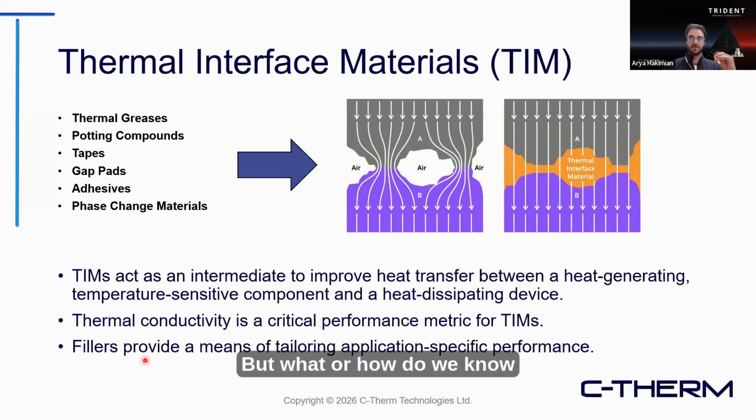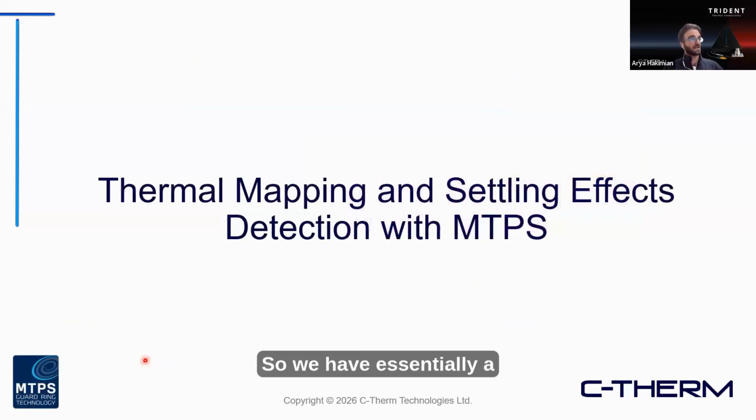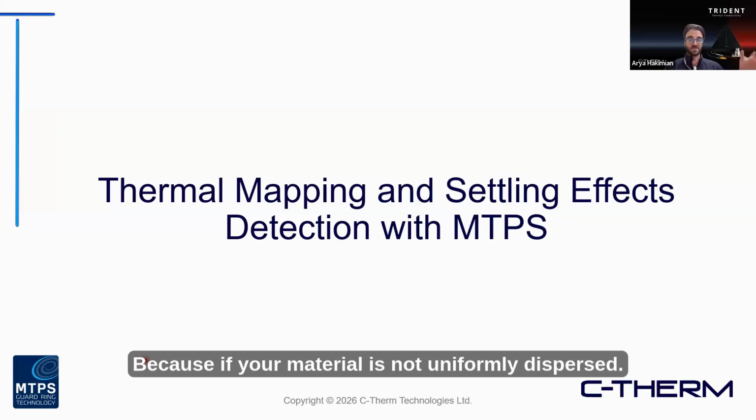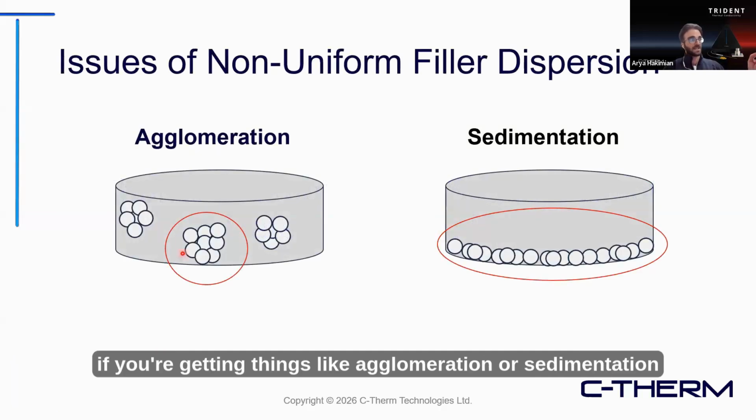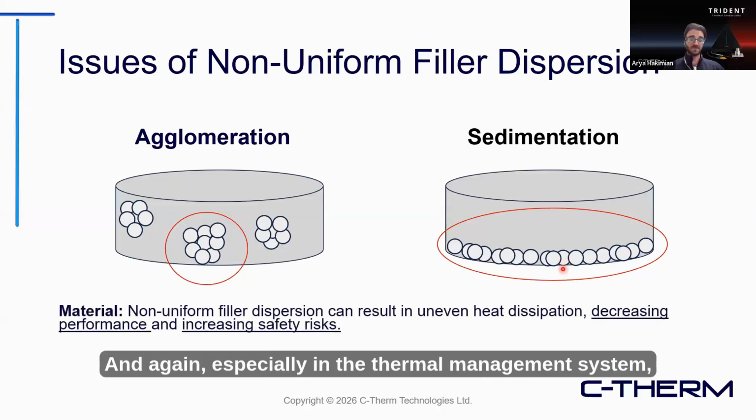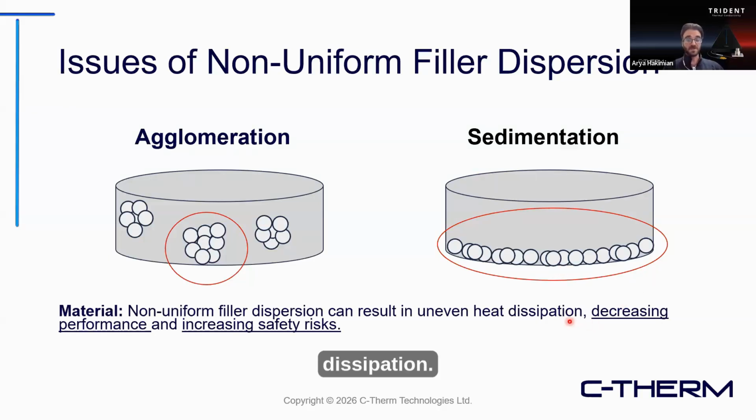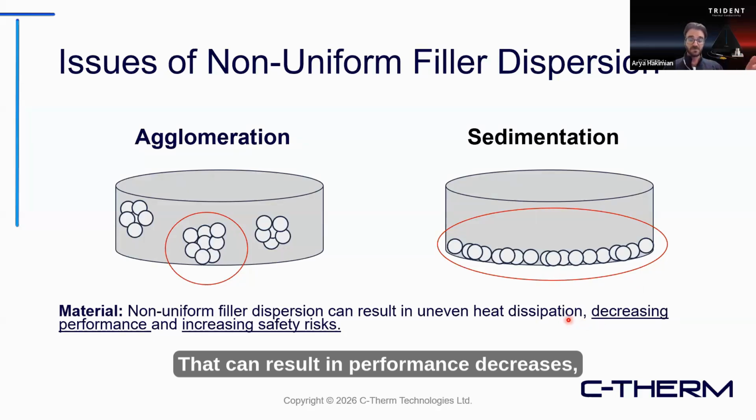But how do we know if my material, that additive, is consistent within the sample and uniform in its dispersion? Because that can be really important here. So we have essentially a use case called thermal mapping, because if your material is not uniformly dispersed, that filler isn't distributed uniformly, this can cause us some issues. If you're getting things like agglomeration or sedimentation of that filler, especially in a thermal management system, you're going to get potentially uneven heat dissipation that can result in performance decreases, but also safety risks in a worst case scenario.